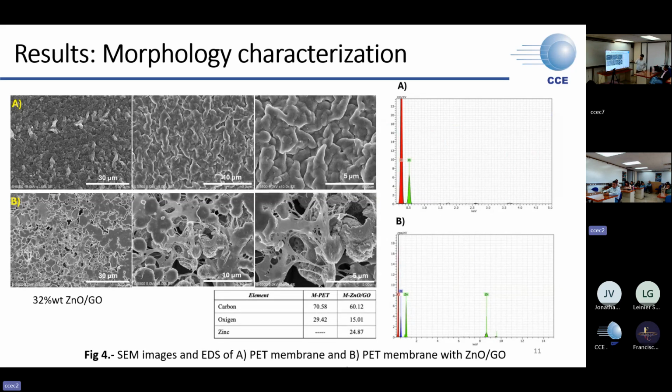As you can see, the first one is flat. There is no porosity. And when we incorporate zinc oxide, we perceive some kind of holes, no? Even porosity in the membrane. By EDS, we observe the presence of zinc oxide, which is around 32% in mass in the membrane.